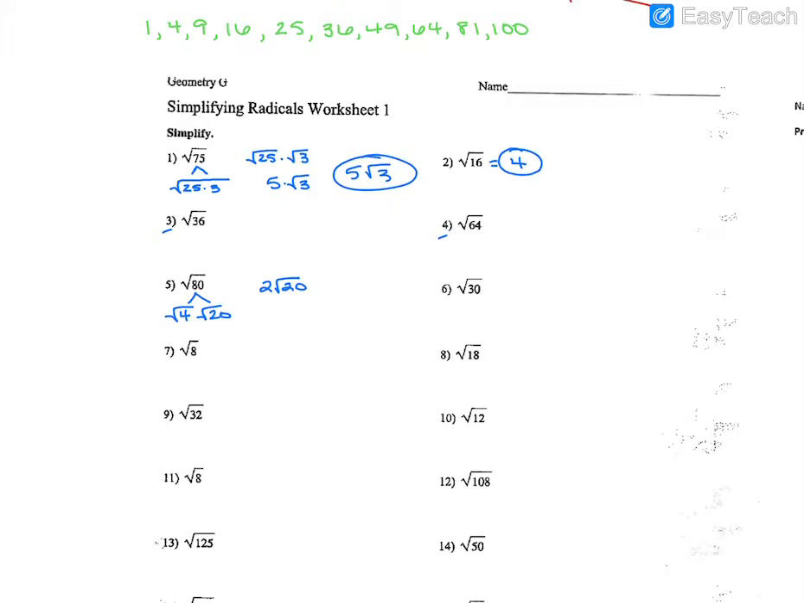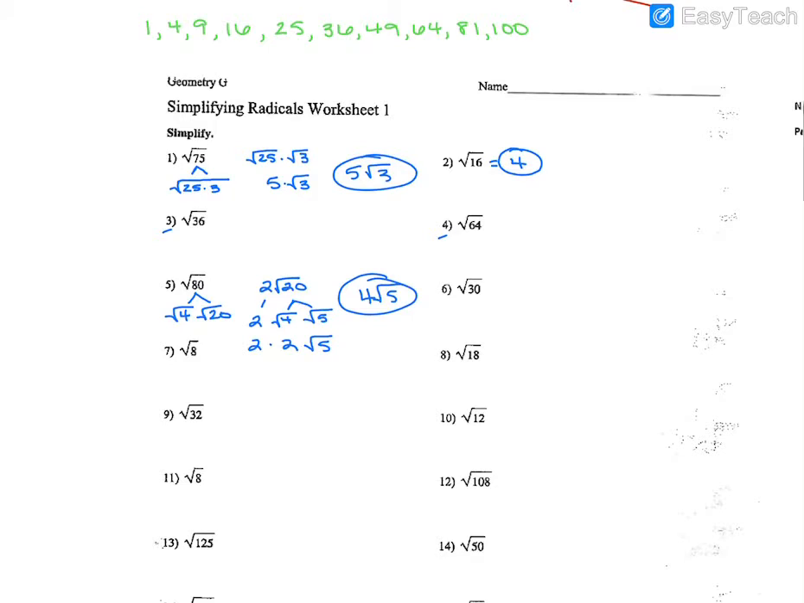So let's keep going. We still have the 2 on the outside, but the square root of 20 breaks down into the square root of 4 times the square root of 5. Now the square root of 4 turns into 2. So we have 2 times 2 times the square root of 5. 2 times 2 is 4 square roots of 5. That would be your final answer.